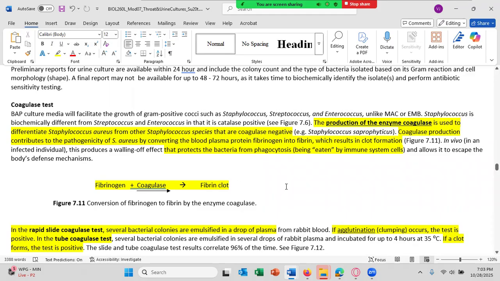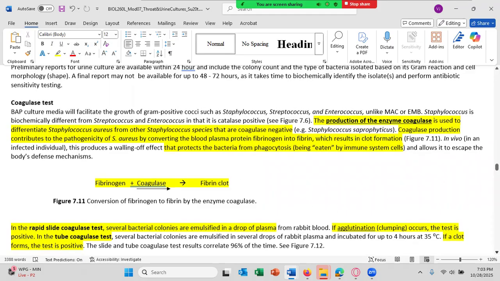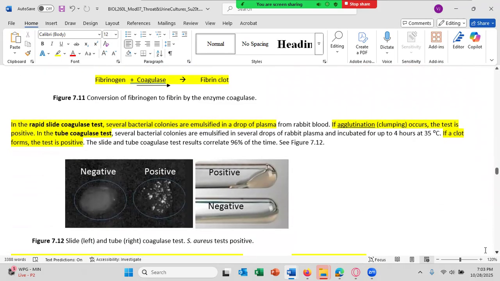blood or the serum. There's two tests you can use. The rapid slide coagulase test, where you put plasma on the slide, you put the bacteria in it. If the bacteria lack the coagulase enzyme, then the smear will be uniform and cloud-like, creamy-like. If it does produce coagulase, the cells as well as the serum or plasma will begin to clump, forming this type of a pattern. And that's from the small clots or clumping.